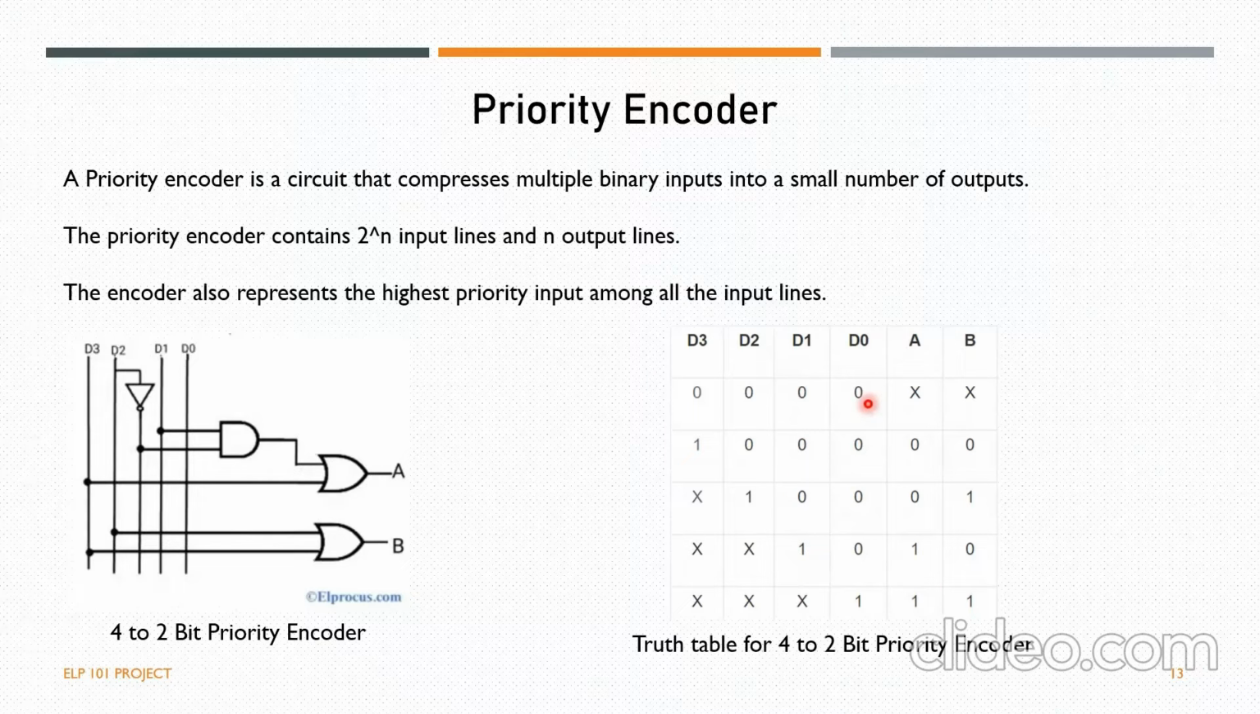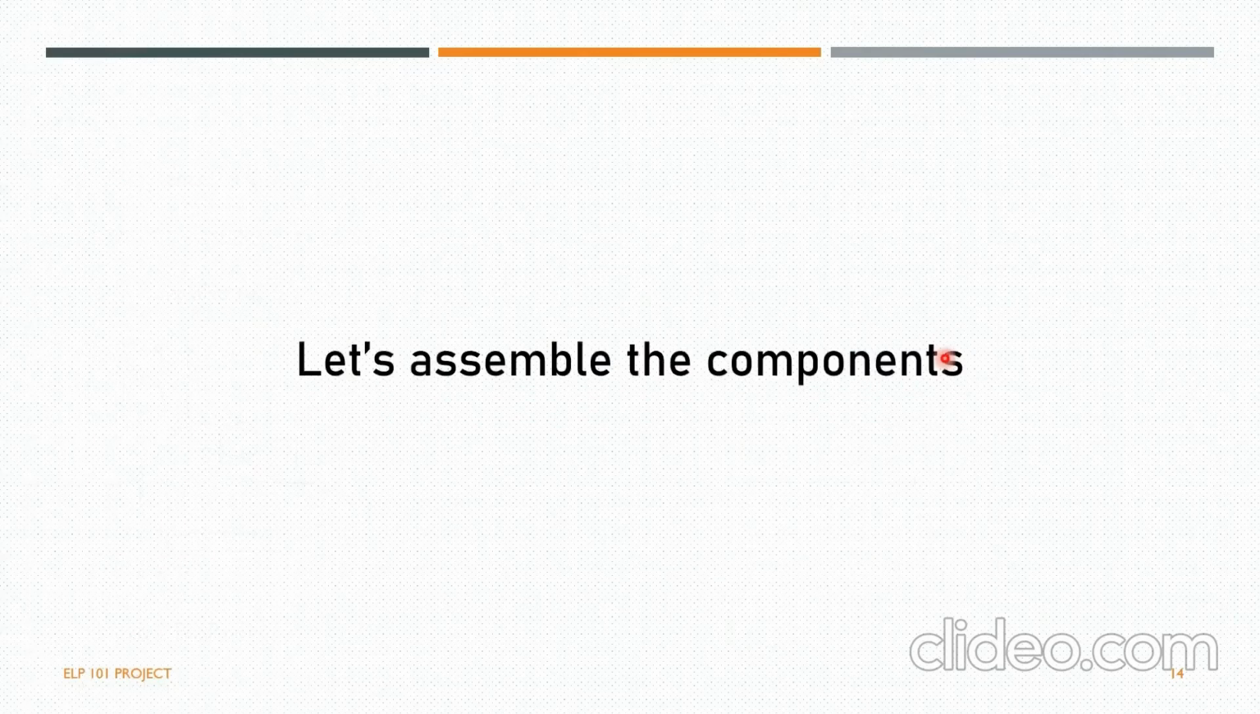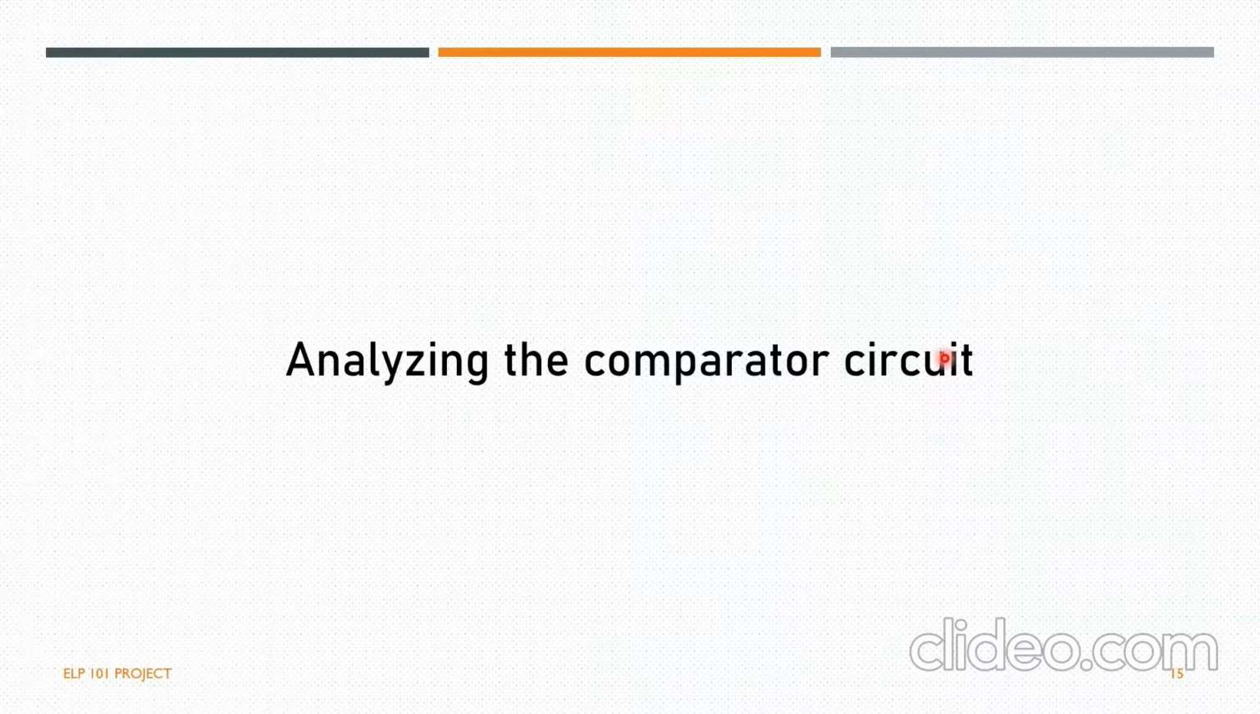Here is the truth table of a 4 to 2-bit priority encoder, where X represents the don't care scenario, where we do not care about what value that particular variable is assuming. So now that we have studied the individual components, let's start to assemble the components. First, let's analyze the comparator circuit.